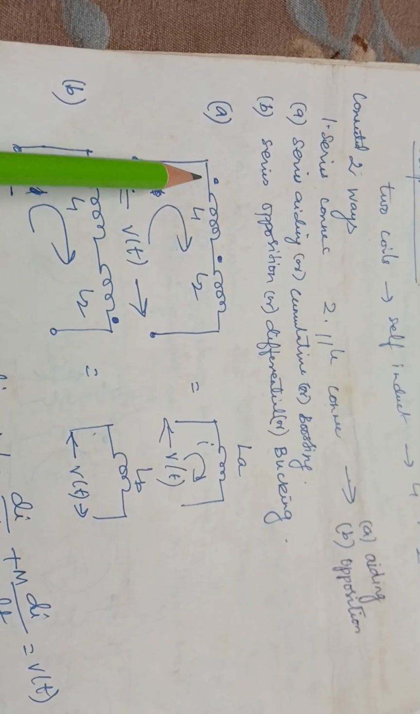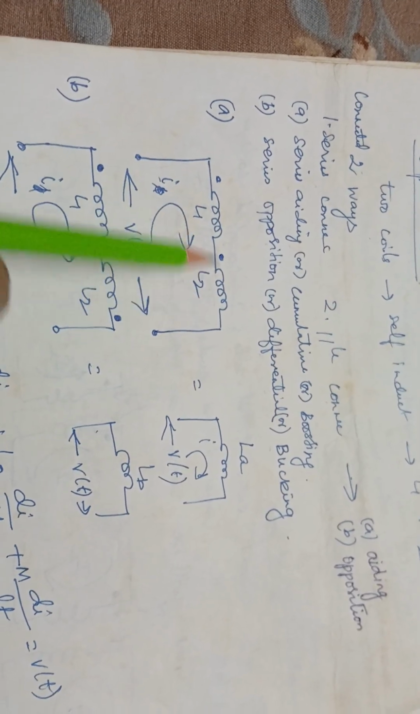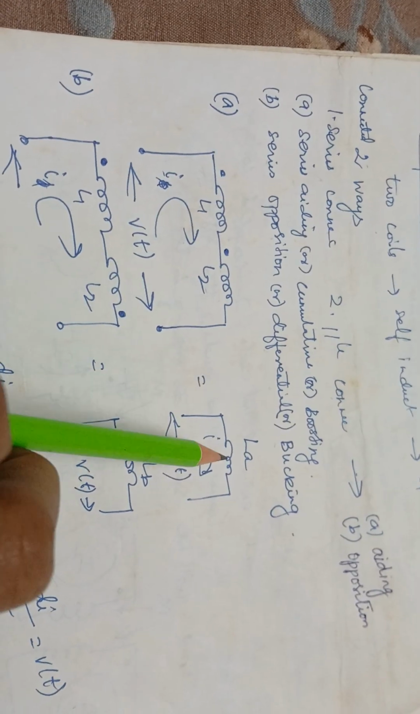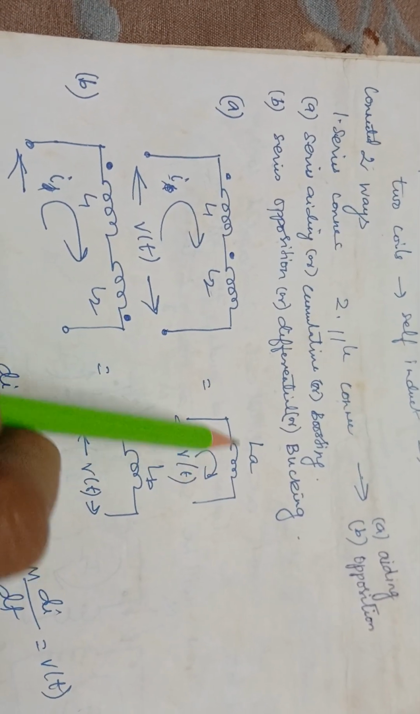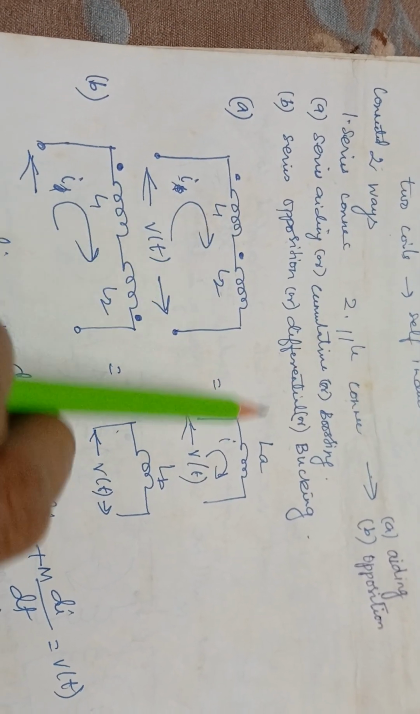If both currents are entering through the same dot, here the current enters through the dot, and here also the current enters the dot, for L1 and L2, it is called boosting. So LA is the sum of L1 and L2.